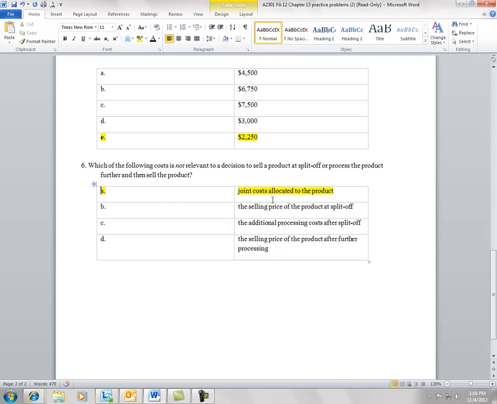If you weren't able to pick that one out right off the bat, you can go through the rest of the alternatives. So the selling price of the product at split off, that's definitely going to factor in. You're looking at the selling price versus the additional processing costs and the selling price after further processing. So these last three items, just by definition of how this split-off decision works, are all going to be relevant. So the answer here is A.